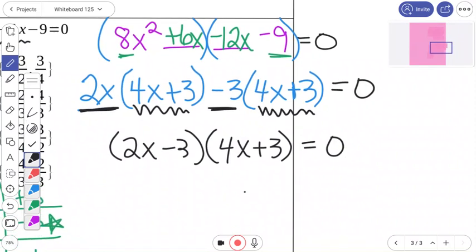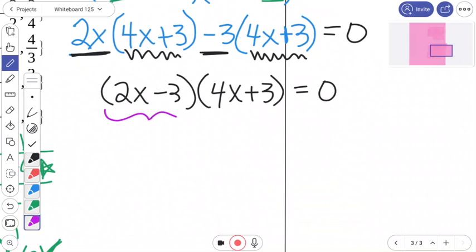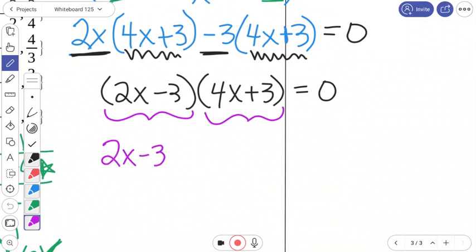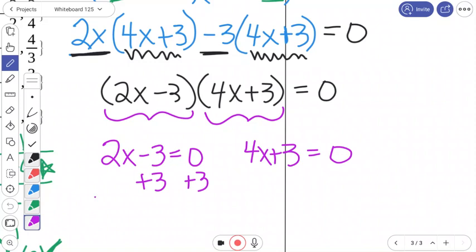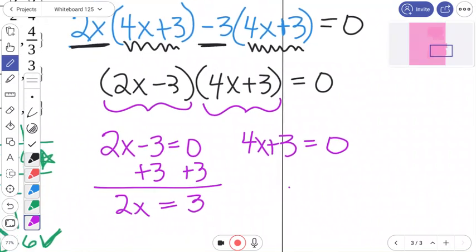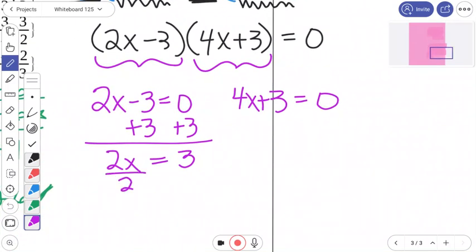So we've got two factors right here. This is our first factor and this is our second factor. They are both being multiplied together to make 0. So that means either 2x minus 3 is going to equal 0 or 4x plus 3 is going to equal 0. So how do we solve that? Well, to get our first x value alone, we add 3 to both sides of our equation. And that gives us 2x equals 3. Divide both sides by 2, and that gives us x equals 3/2.